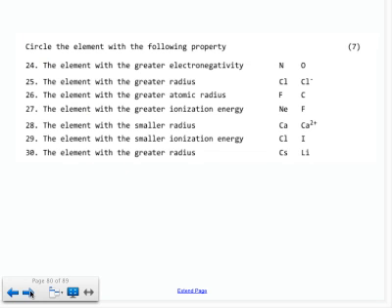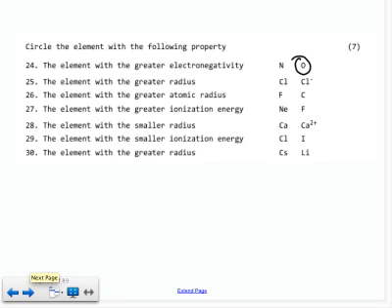These are all about understanding the trends in the periodic table. So electronegativity increases as you go from left to right across a period. So if you look at nitrogen and oxygen for number 24, oxygen is farther to the right, so it's going to have the higher electronegativity.